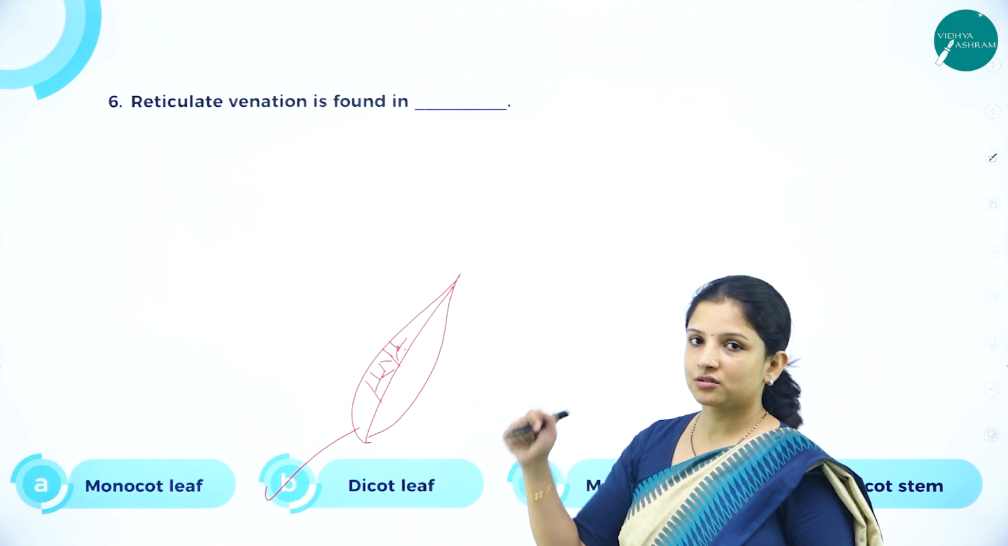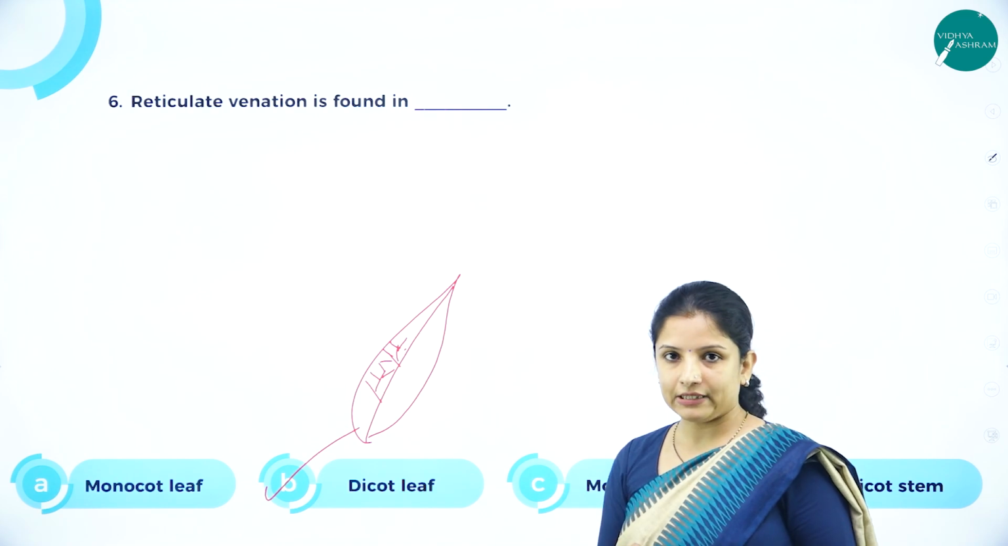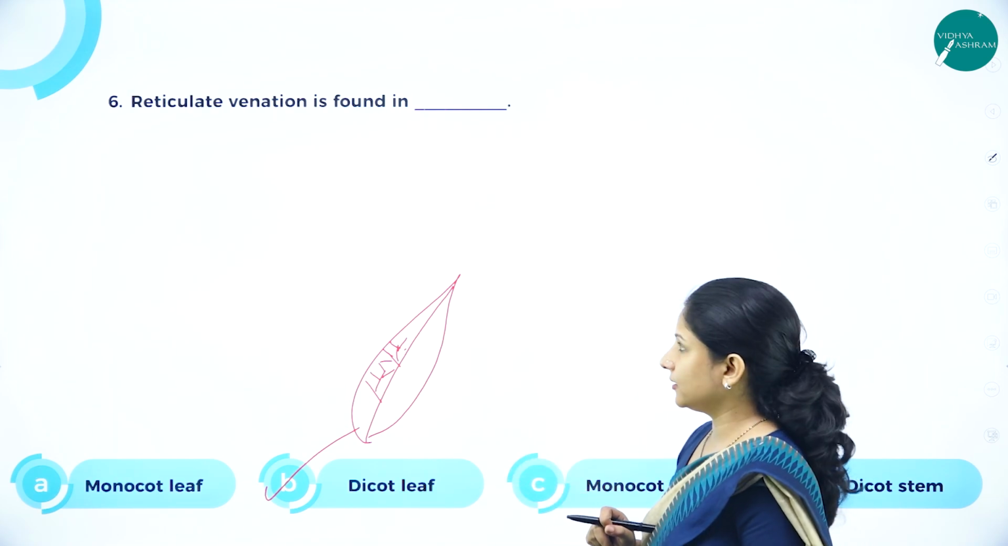Now, if the question is where parallel venation is found, it is monocot leaf. So the option will be monocot leaf.